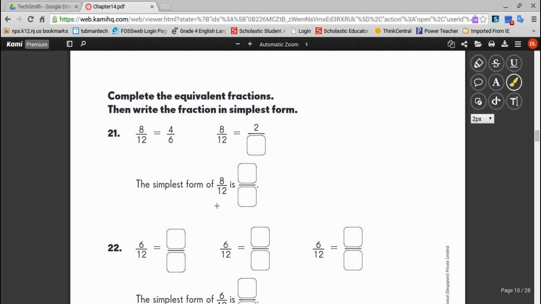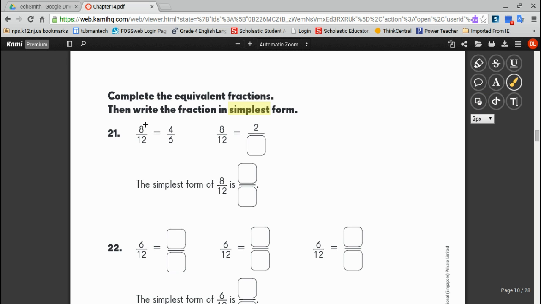Let's do the next page. Complete the equivalent fraction, then write the fraction in simplest form. Simplest form means the lowest terms. That means we're looking for the equivalent fraction that has the lowest possible numbers in the numerator and the denominator.